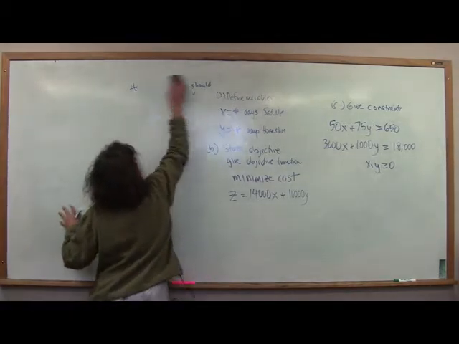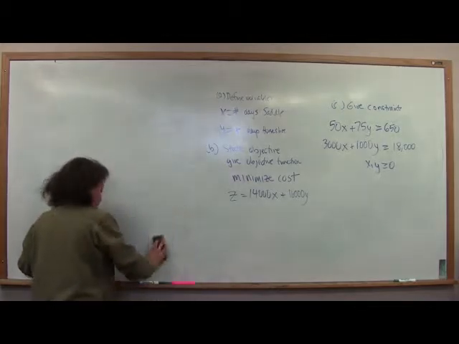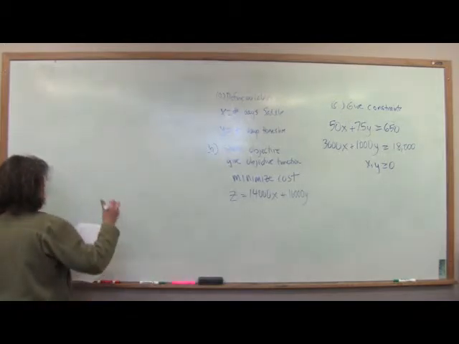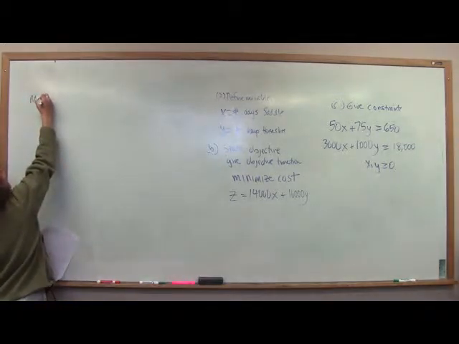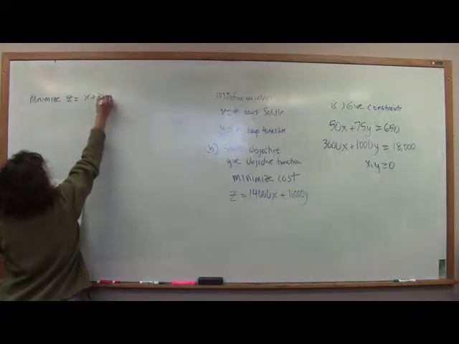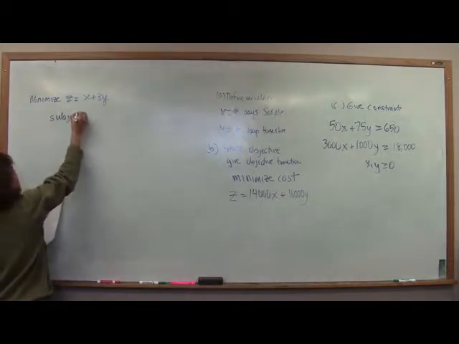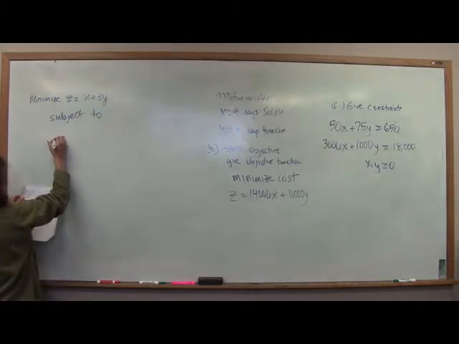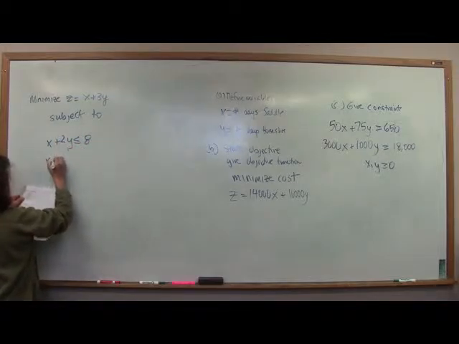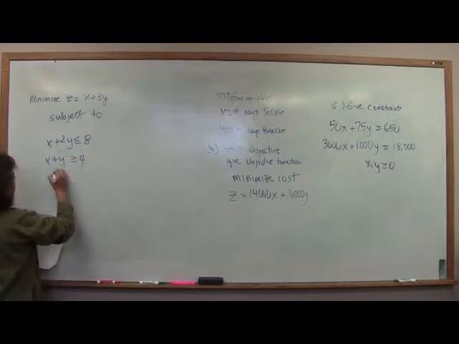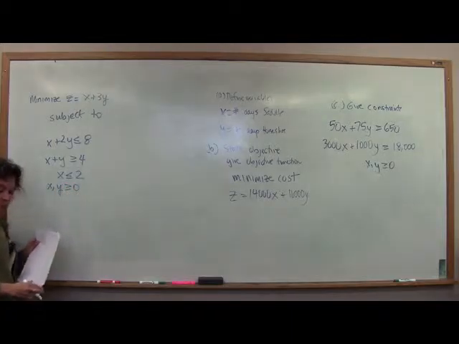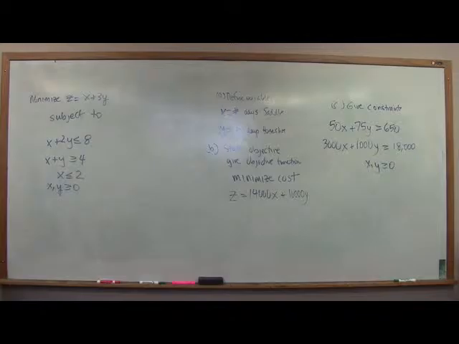So, let me show you a much nicer, simpler example to graph. Suppose I wanted to, say, minimize z equals x plus 3y subject to these constraints. How about x plus 2y is less than or equal to 8, x plus y is greater than or equal to 4, x is less than or equal to 2, and x and y are greater than or equal to 0.